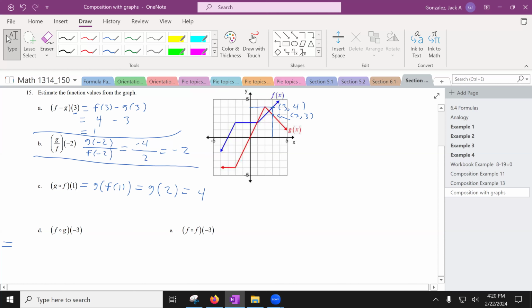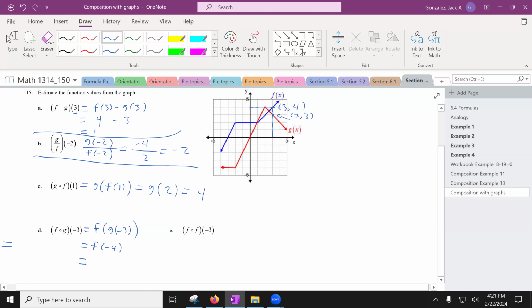So F of G of -3. It helps to write down what this means, that way I don't get it all backwards in my head. Use myself. G of -3, so what's happening at -3 for G? 4. 1, 2, 3. Right. So this becomes F of -4.